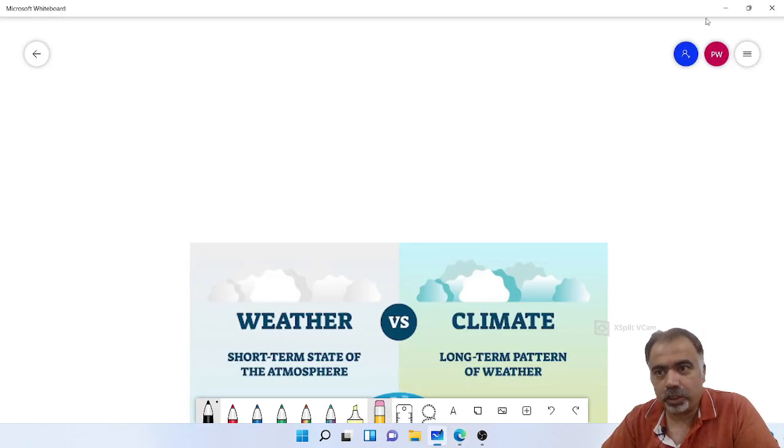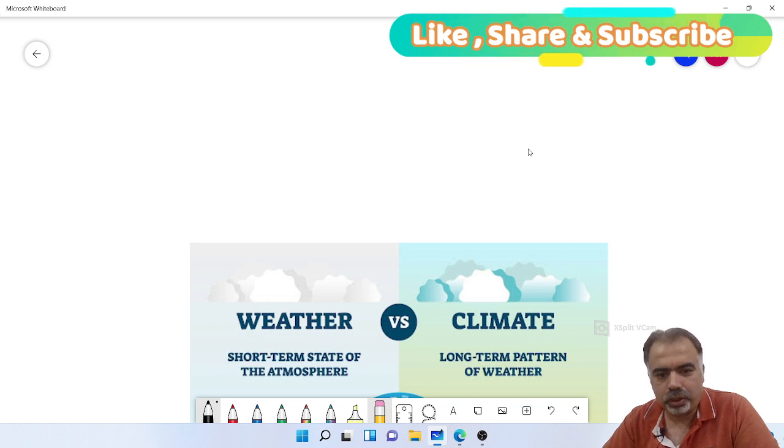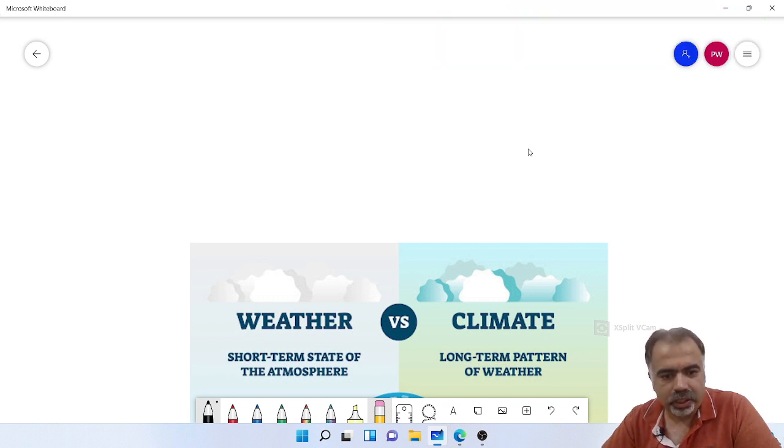So the very basic difference between weather and the climate is the time interval. The time interval in which we are talking about, the weather is basically for the short time state of the atmosphere, and the climate is the long term pattern of weather. So weather is basically a subset of climate. If we are talking about daily atmosphere change, like there is sunlight in the morning, and during the evening there are clouds, for a particular day we use the term weather.